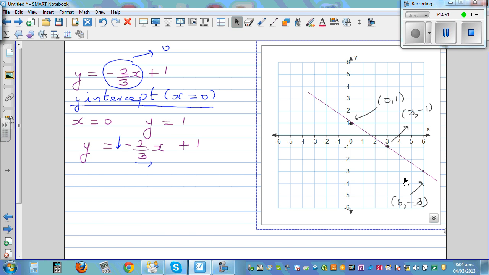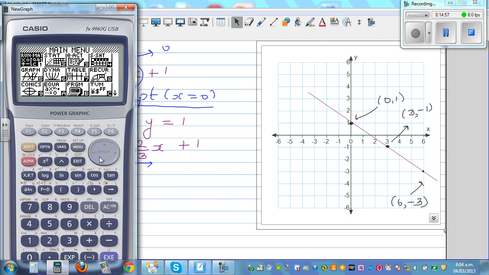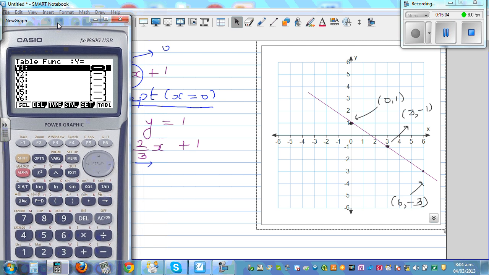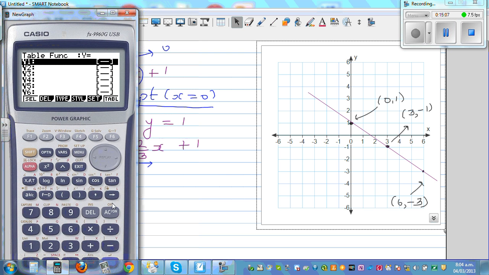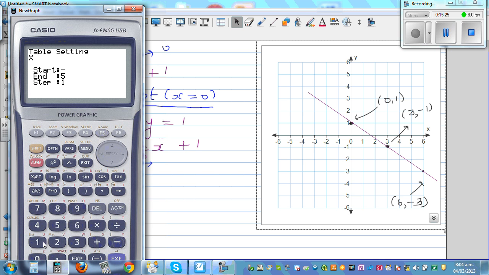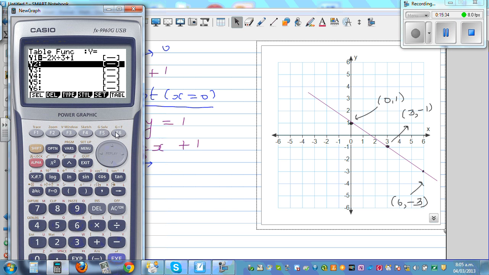Now to check this on a calculator, let me get my calculator out. If you have a graphic calculator, you can use this. You go to table, and the equation was minus 2x divided by 3 plus 1. I'll have to write it like this, because the calculator understands it in a particular way: minus 2x divided by 3 plus 1. This is going up in 3s, so I'm going to set it from minus 9 to plus 9 at a step of 3. You may not understand what I'm doing, but just go to table.